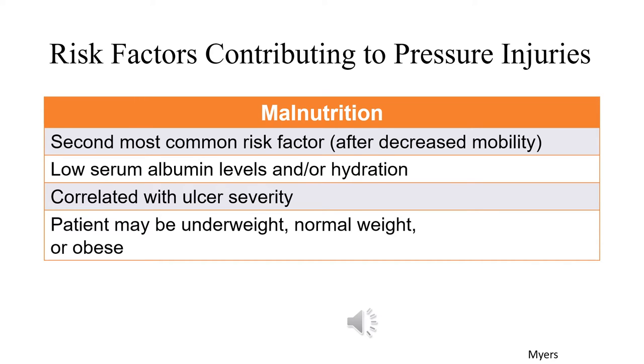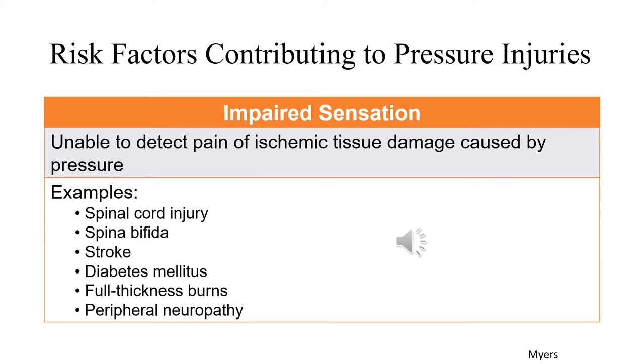And keep in mind that the patient's size isn't really an indicator of nutrition. They can be obese, what we'd consider a normal weight, or they can also be underweight. So you want to make sure that you don't look at the patient and make a judgment about their nutrition just based off of looks.